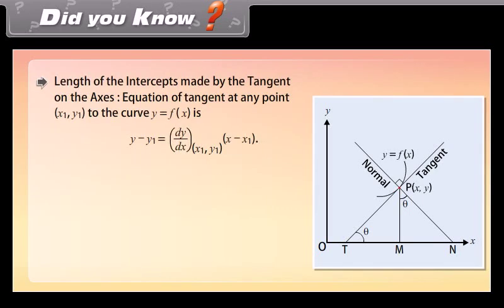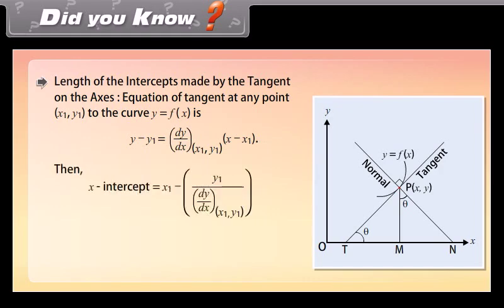Length of the intercepts made by the tangent on the axis. Equation of tangent at any point (x1, y1) to the curve y = f(x) is y - y1 = (dy/dx at (x1, y1)) (x - x1). Then, x-intercept is equal to x1 - y1 / (dy/dx at (x1, y1)) and y-intercept is equal to y1 - x1 (dy/dx at (x1, y1)).